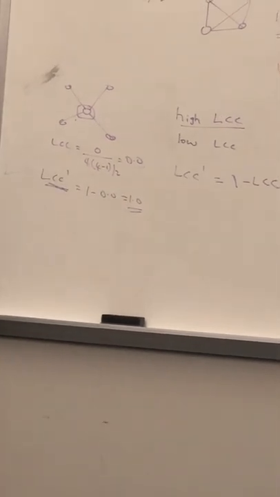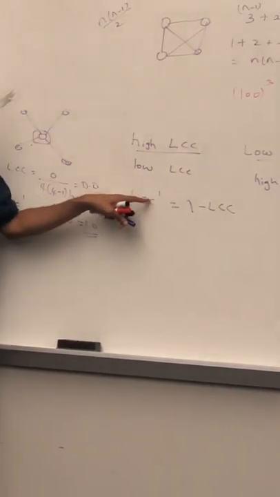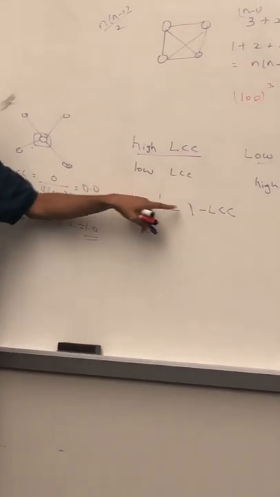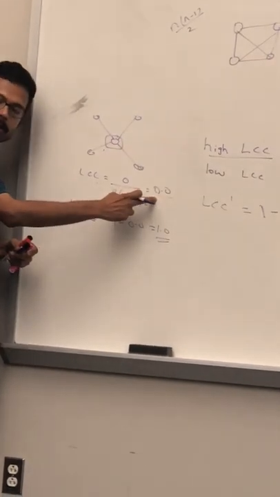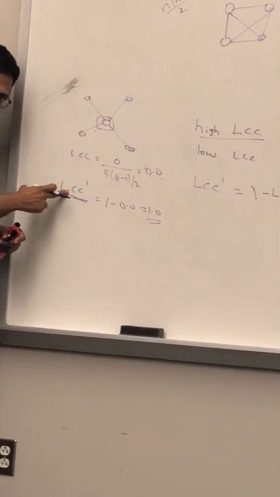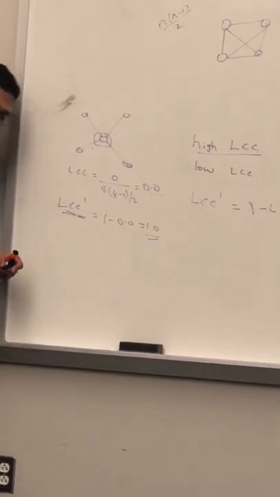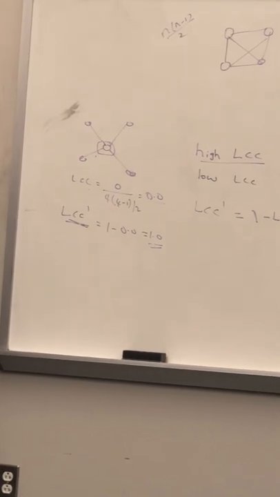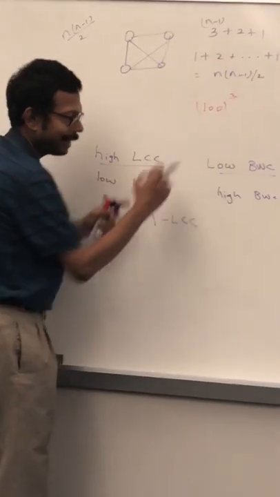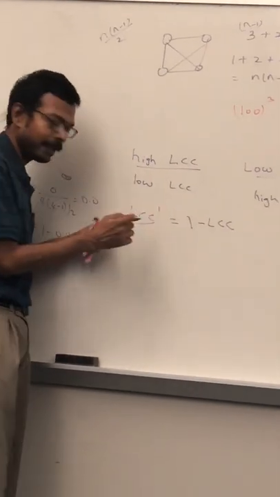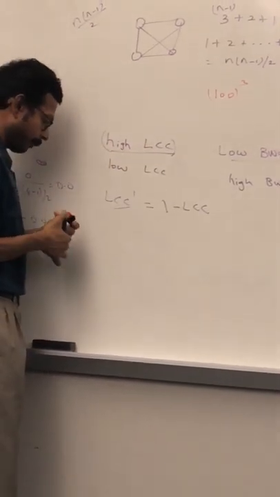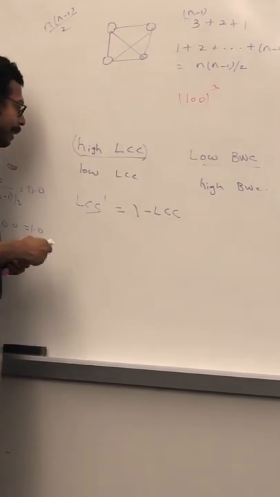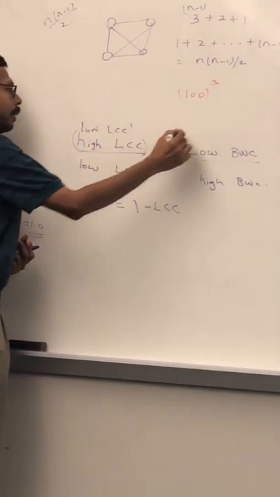I didn't understand what you did. The complement means 1 minus. LCC is local clustering coefficient, so LCC prime is 1 minus LCC. The local clustering coefficient of this node is 0, so the complement, LCC prime, is 1 minus 0, which is 1. You want to capture a kind of direct relationship. Once I define LCC prime like this, high LCC prime also means what? Low BC. Low LCC, yeah, low LCC prime complement. Okay, but that is equal to low BC. Yes.